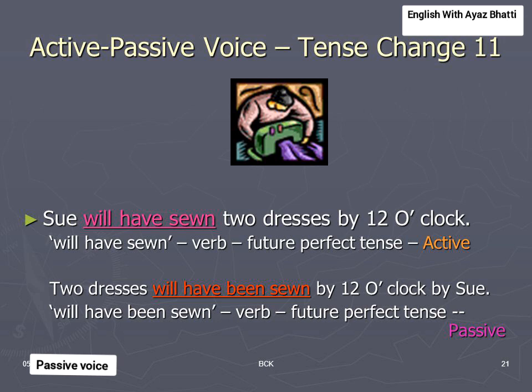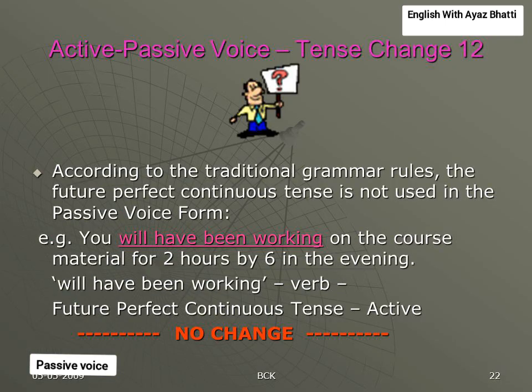Active passive voice, tense change 12. According to the traditional grammar rules, the future perfect continuous tense is not used in the passive voice form. For example, you will have been working on the course material for 2 hours by 6 in the evening. Will have been working, verb, future perfect continuous tense, active. No change.